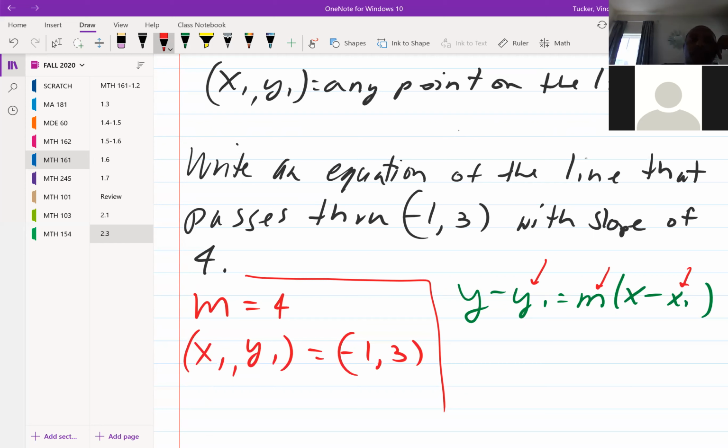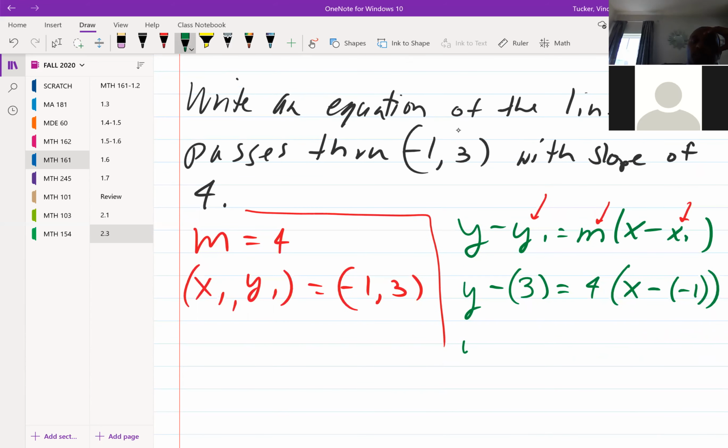Don't forget y and x are supposed to still be a part of your equation. So y1 is 3, m is 4, x1 is -1. Make sure you don't lose negatives when you go through your substitution. So that's y minus 3. Negative times a negative turns positive.